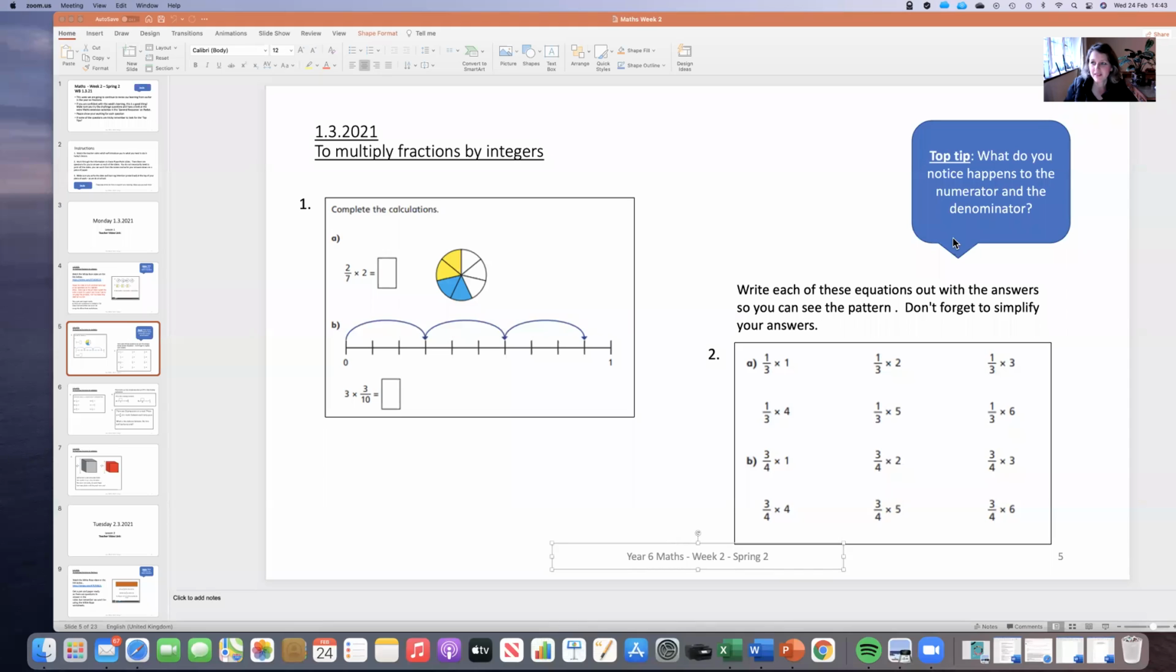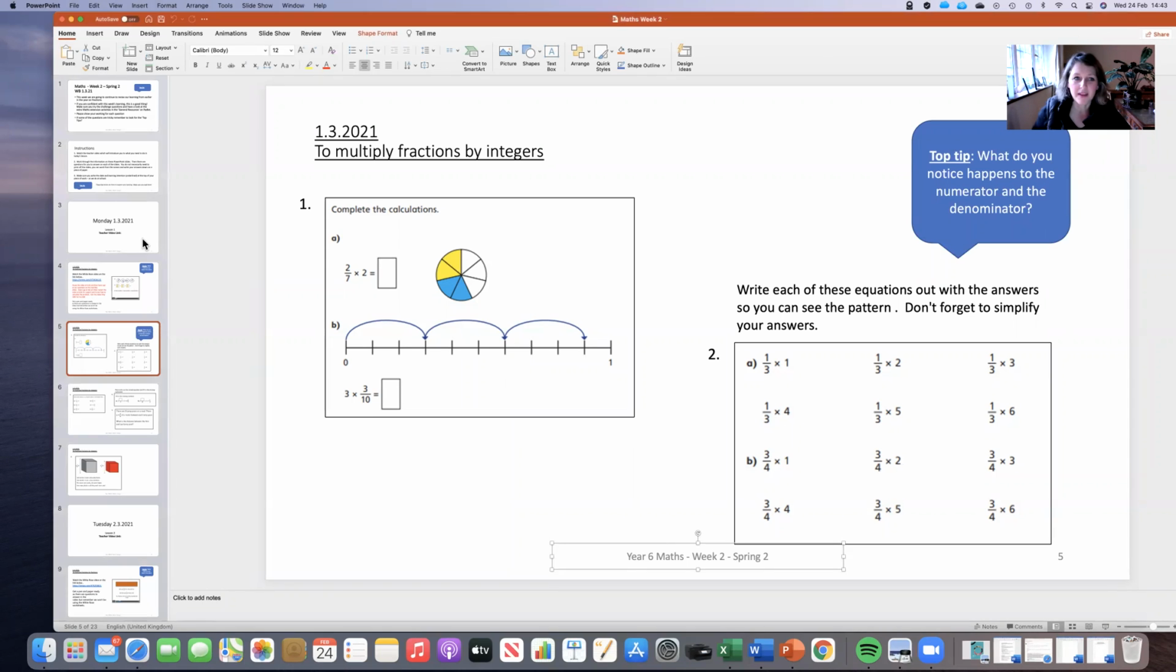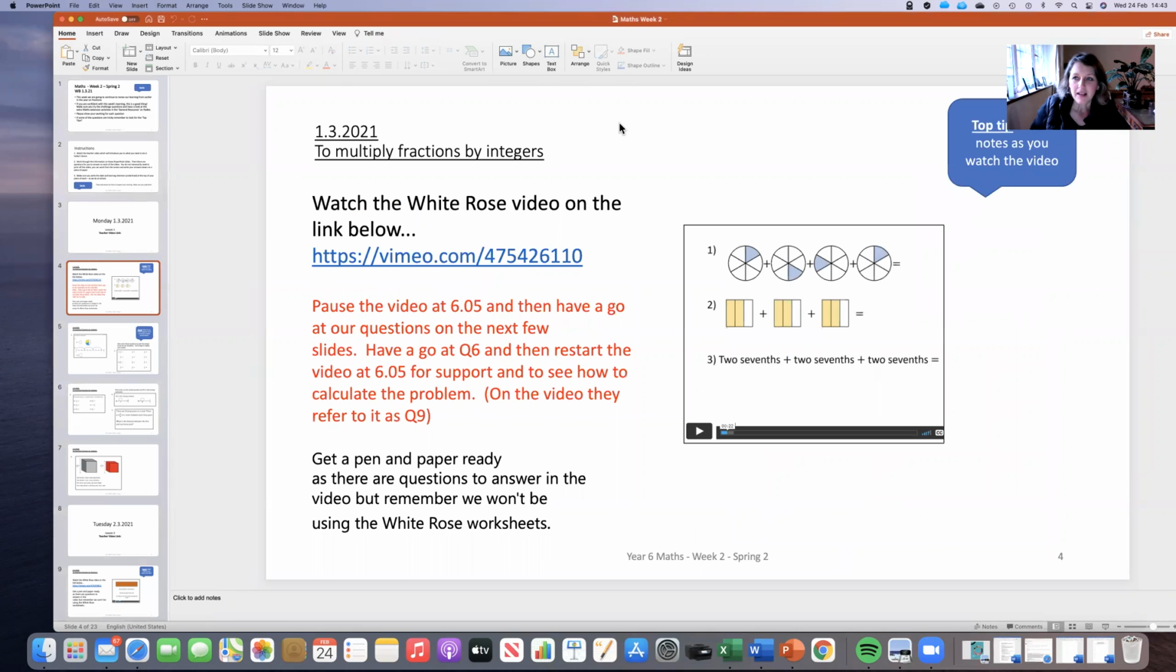So we're going to be carrying on with different challenges within fractions. I'm going to share my screen with you now. Righty-ho, here we go. So I'm on the wrong slide already. Let's get back to the beginning.